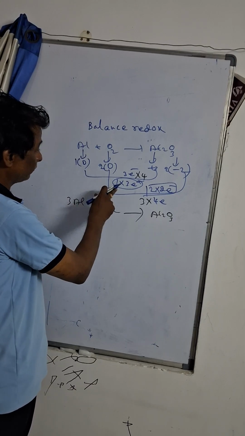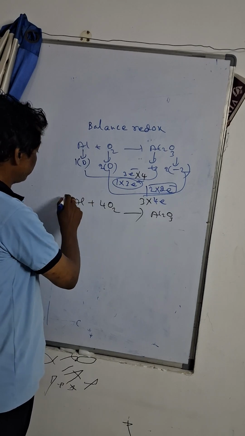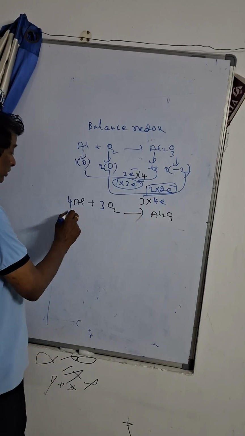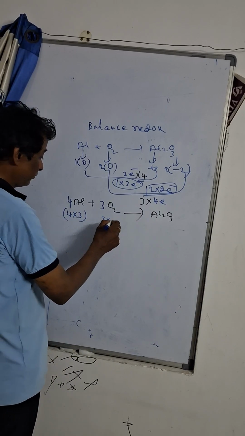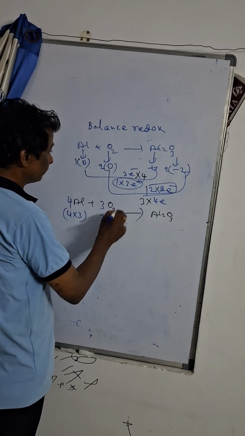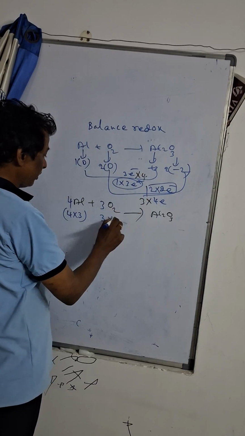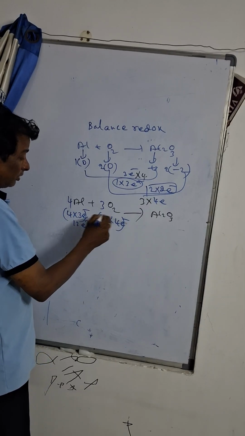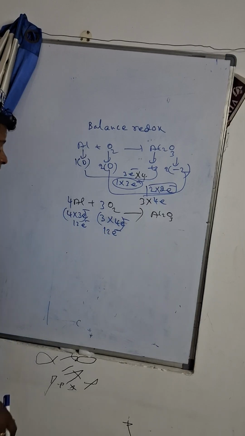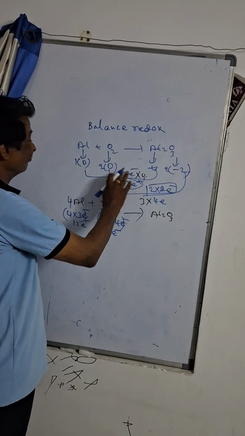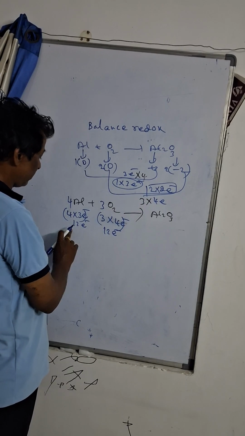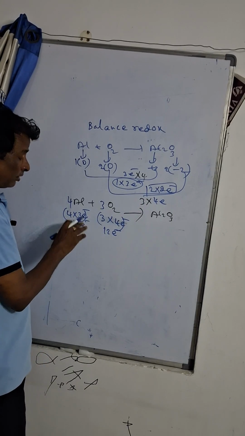So aluminum, 4 into 3, it is multiplied with 4. 4 into 3, 12 electrons. Oxygen, how many electrons? 4 electrons. 3 into 4, 12 electrons. We should equalize electrons. Aluminum is multiplied with 4, oxygen is multiplied with 3. Okay, electrons are equalized. This is the main step.